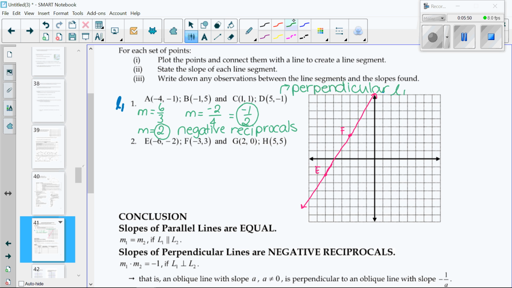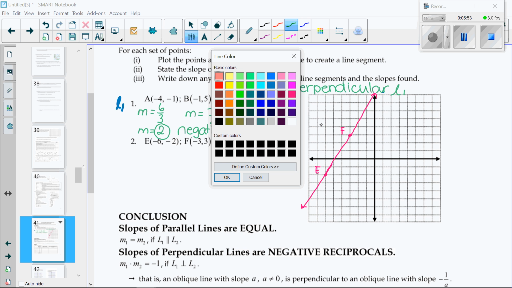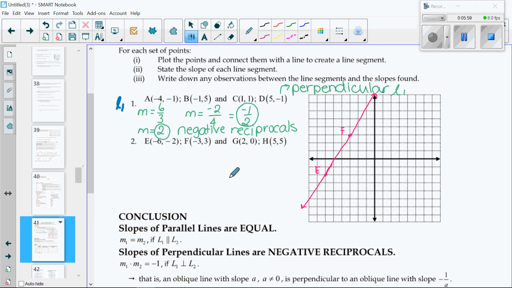Okay, and then I'm going to do the next one. So that is line GH. So my point is at 2 and 0, or sorry, +2 and 0. So that's G. And then H is at 5 and 5. And up there, that's H. Okay.